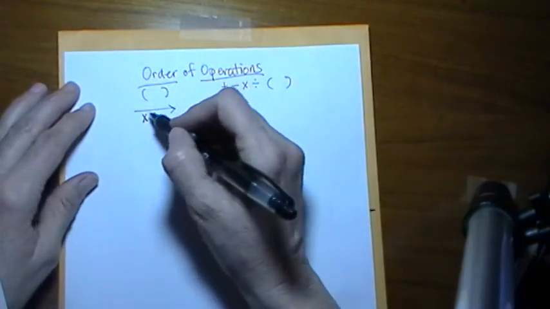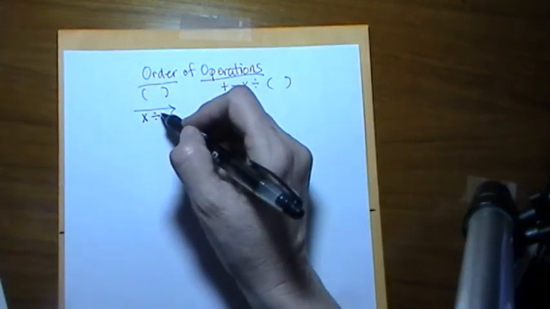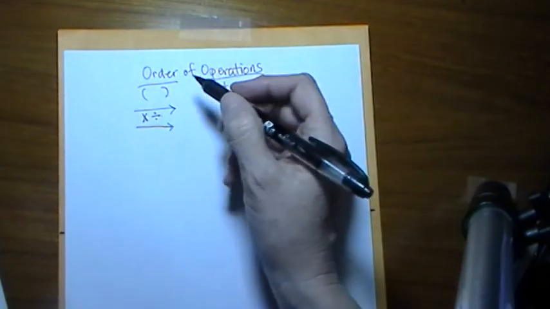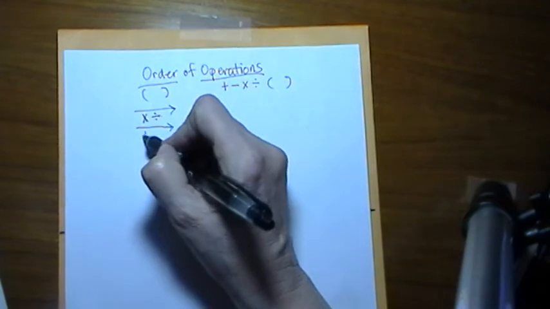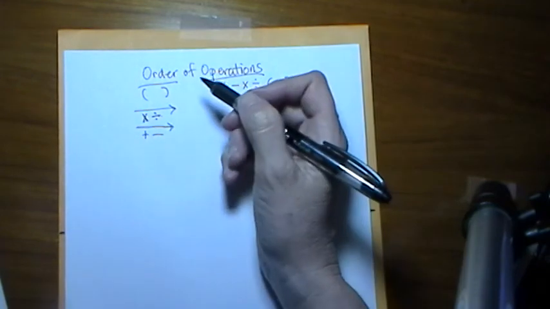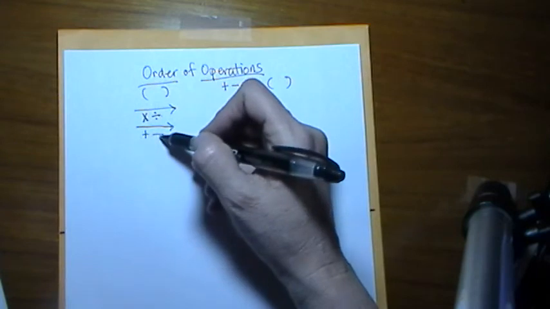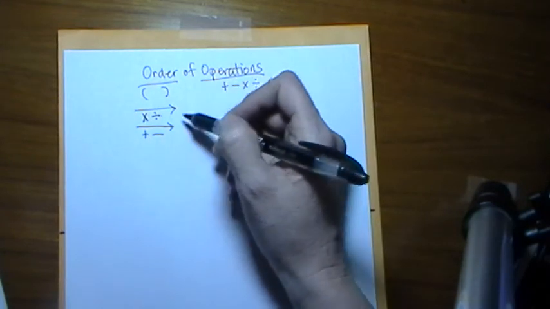Then after you've done the multiplication or the division, you read the equation again from left to right, looking for addition or subtraction. And again, you do them in whatever order they appear in, reading from left to right.